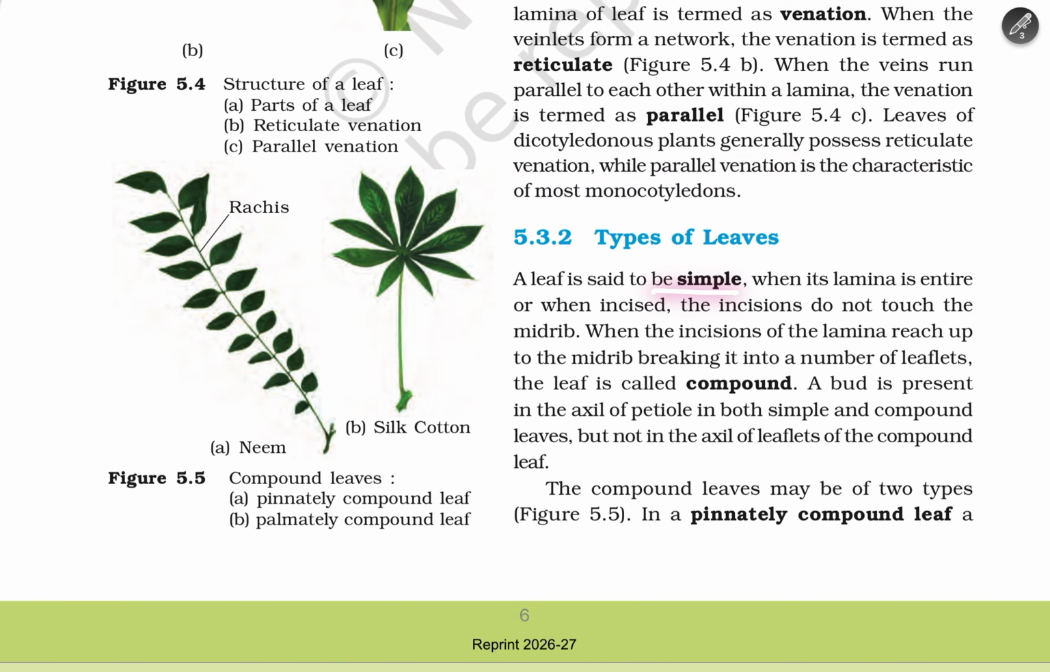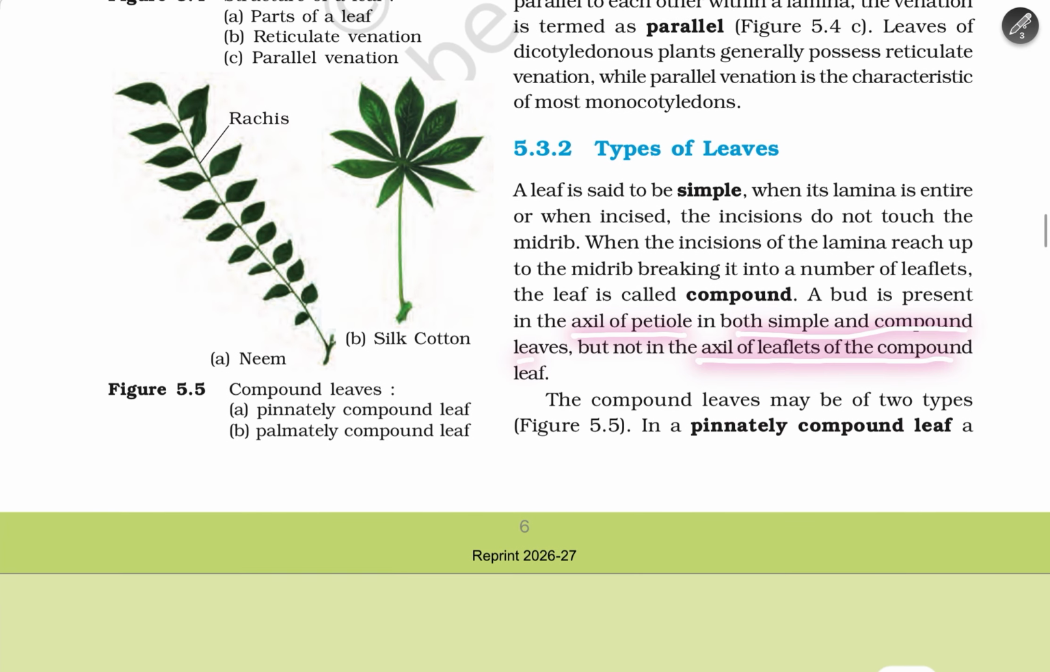The types of leaves. A leaf is said to be simple when its lamina is entire. When incised, the incision does not touch the midrib. When the incision of the lamina reaches up to the midrib, breaking it into a number of leaflets, the leaf is called compound. A bud is present in the axil of the petiole in both simple and compound leaves, but not in the axil of leaflets of the compound leaf.